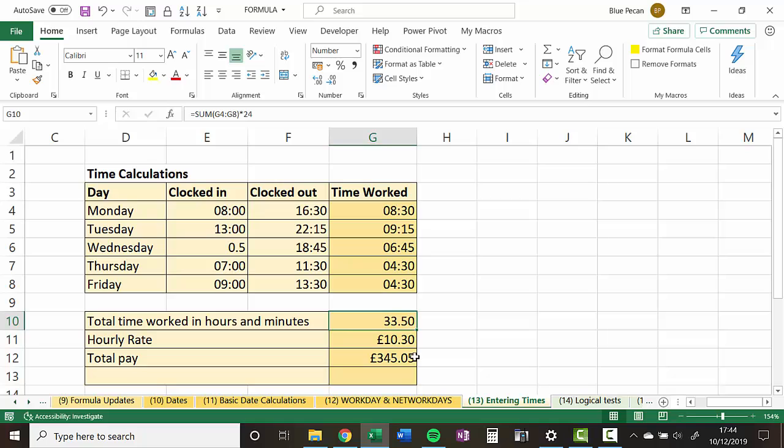I didn't have to do that, but it makes much more sense if I've done it. And I'm getting the right total pay here. So the key there was to multiply it by 24 hours in a day, and then I get the correct total pay.